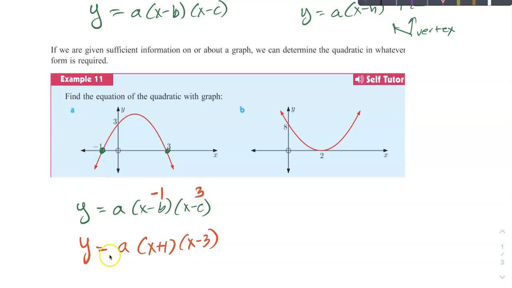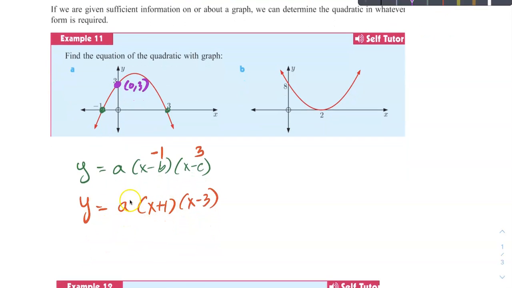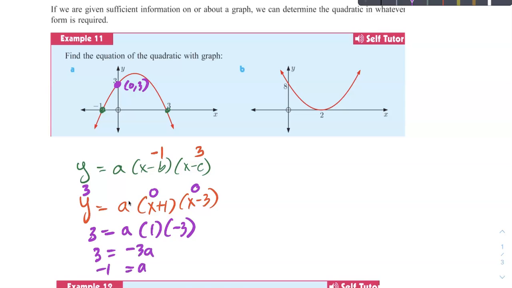Now I still have to find the a here, so I need another point. And we do have another point. They don't say it directly, but it's right here. We have the y-intercept, which is (0, 3). So we're going to sub that in for my x and my y to find out what a is. When x is 0, y is 3, and I get 3 equals -3a. So a equals -1. And we're not done, we're going to rewrite it all. So now I have y equals -1 times x plus 1, x minus 3.